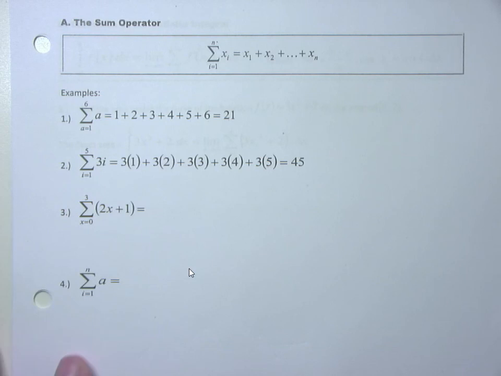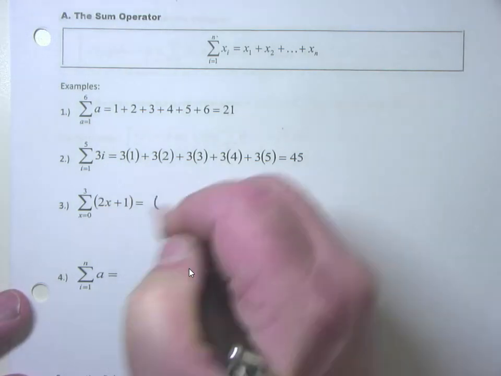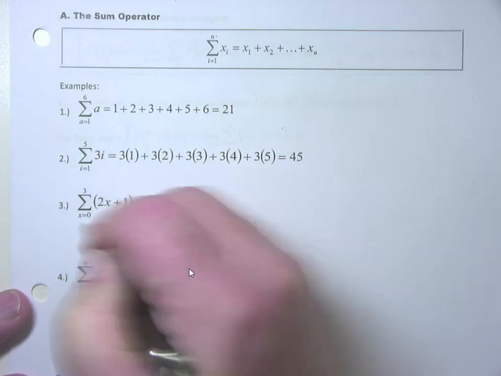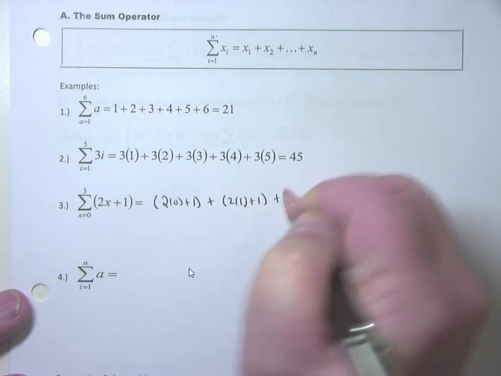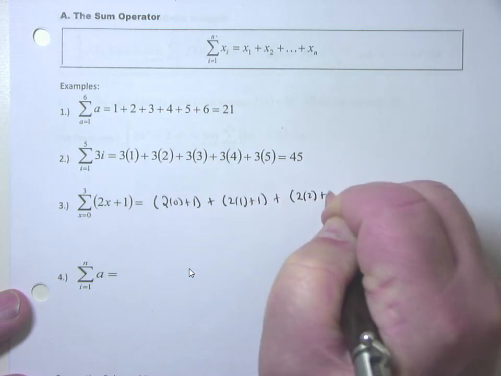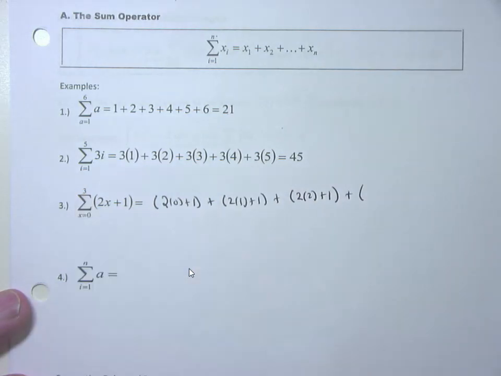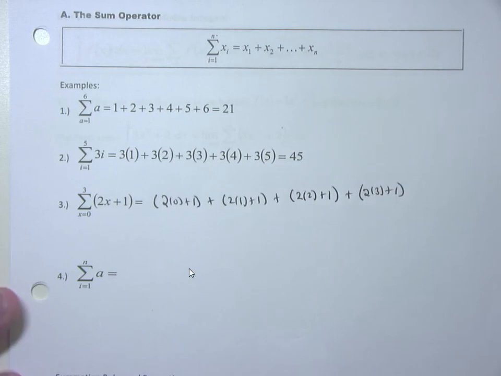This one I didn't do for you guys, so we've got to work it together. What is the sum as x goes from 0 to 3 of 2x plus 1? Well, the first thing I'm going to do is plug in 0. That'll be 2 times 0 plus 1, plus plug in the next number, which is 1. That would be 2 times 1 plus 1, plus plug in the next number. That'll be 2 times 2 plus 1, plus plug in the next number, but the next number is 3, and 3 is on the top, so I'm going to stop here. That'll be 2 times 3 plus 1, and then I stop.